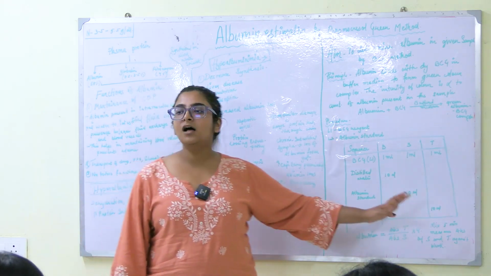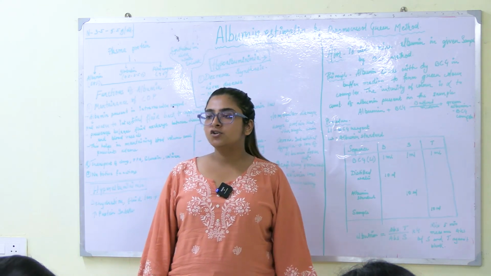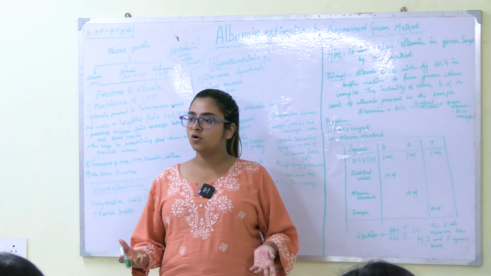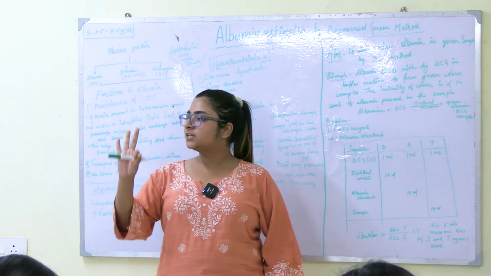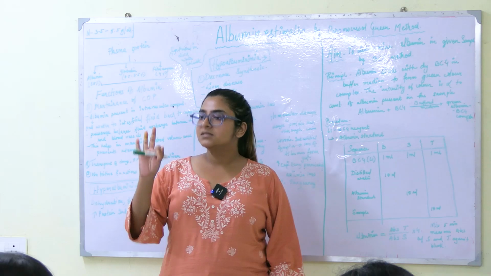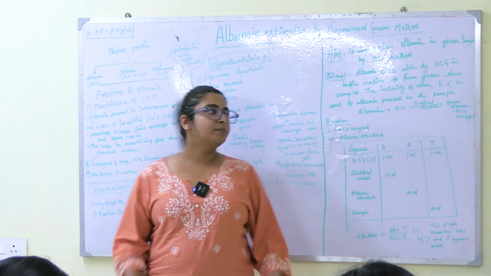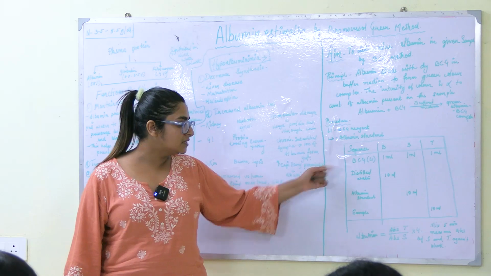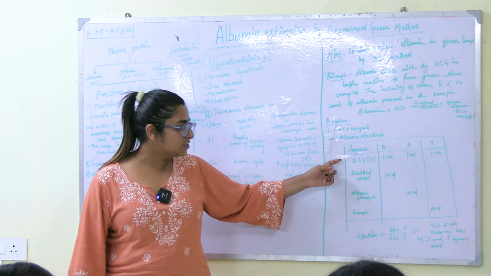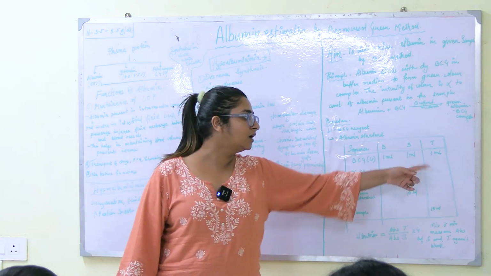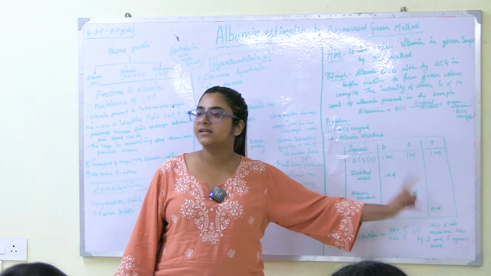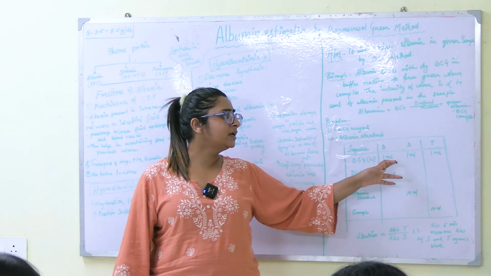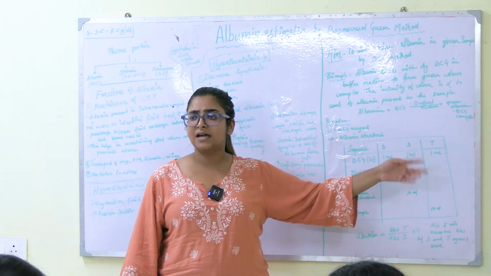Now you have to perform the experiment. You have done the calcium estimation class also. How do you perform? You take 3 test tubes: blank, standard and test. You will put the L1, that is the BCG reagent, 1 ml, 1 ml, 1 ml equally in all the 3 test tubes.